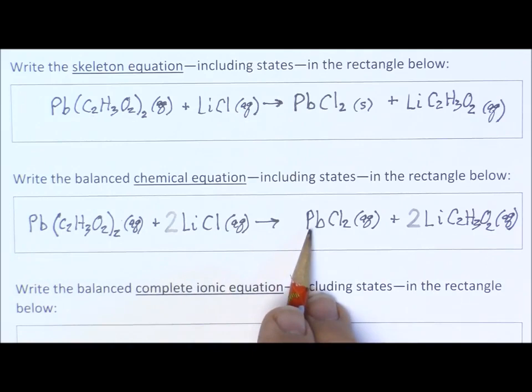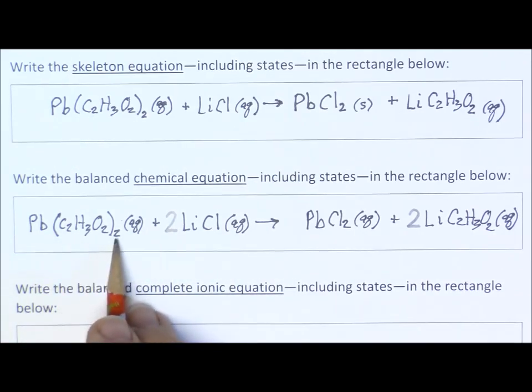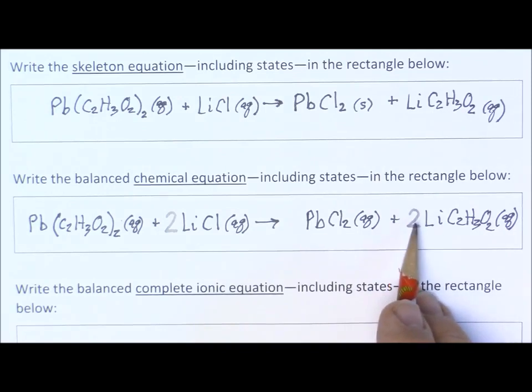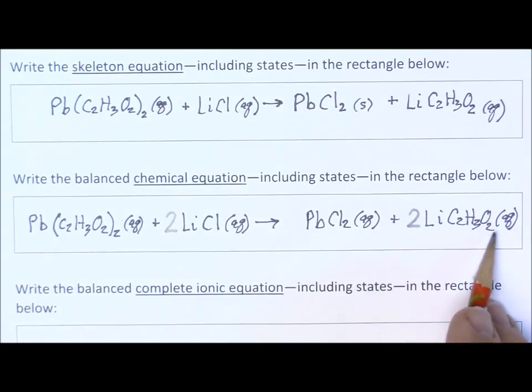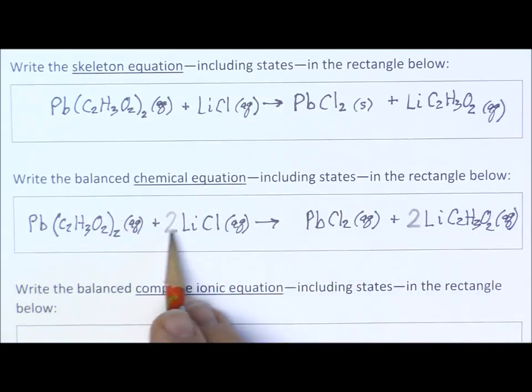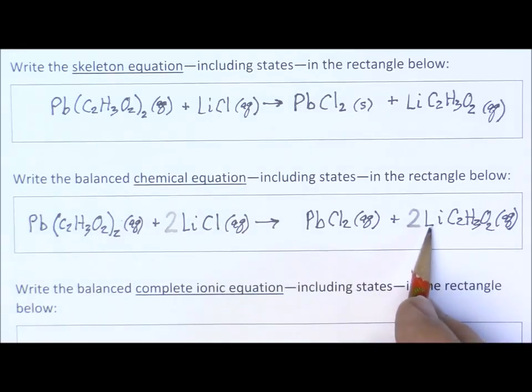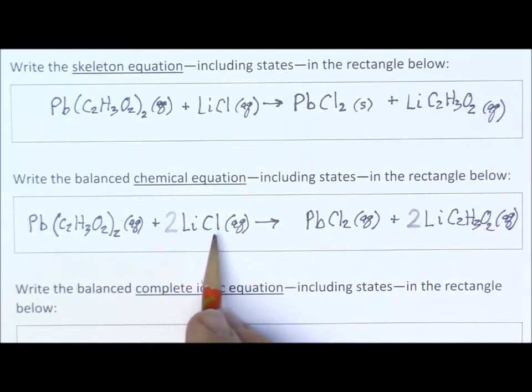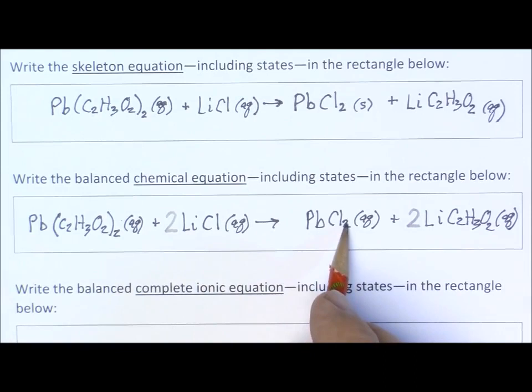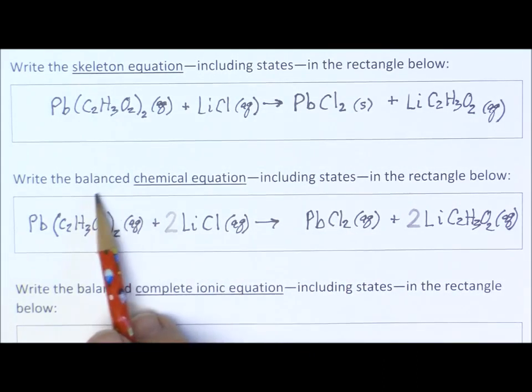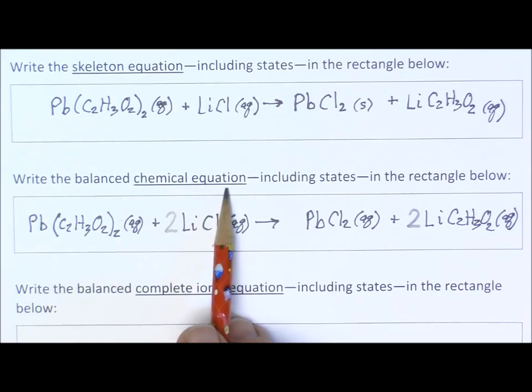1 lead, 2 acetates, 2 acetates, 2 lithiums, 2 chlorines, 2 chlorines. Everything is balanced, so we have written the balanced chemical equation.